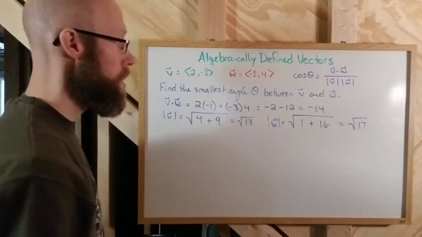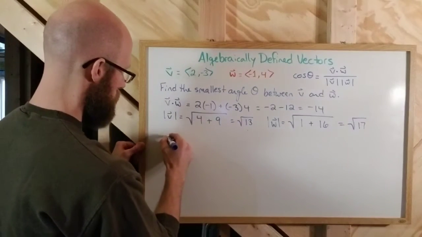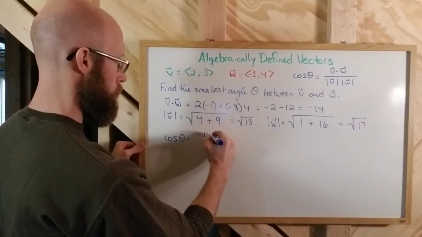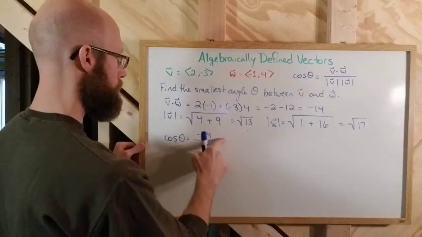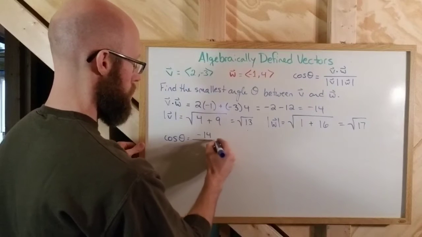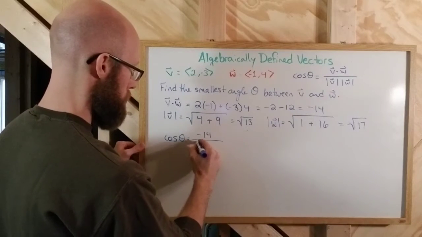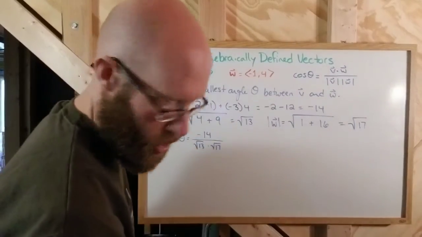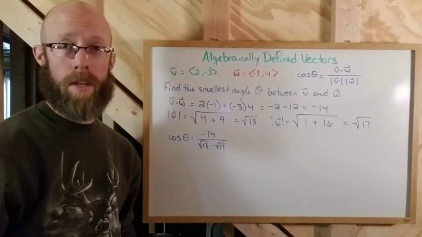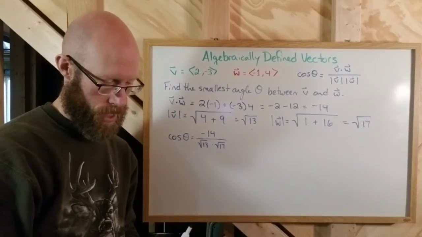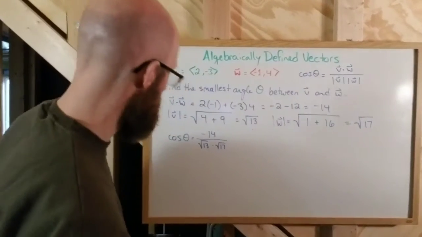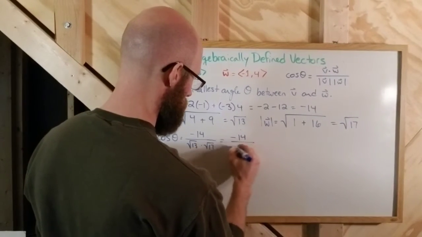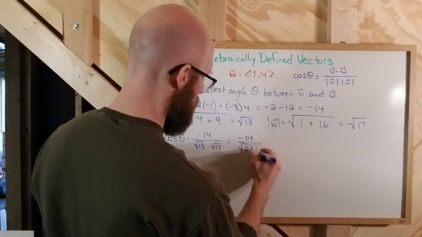And so from here, we plug that stuff in so that the cosine of theta is equal to the dot product, negative 14, over the product of the two roots. So that'd be root 13 times root 17. We could put those roots together because they're multiplied. 13 times 17 is 221. So it's the same as saying negative 14 over the square root of 221.